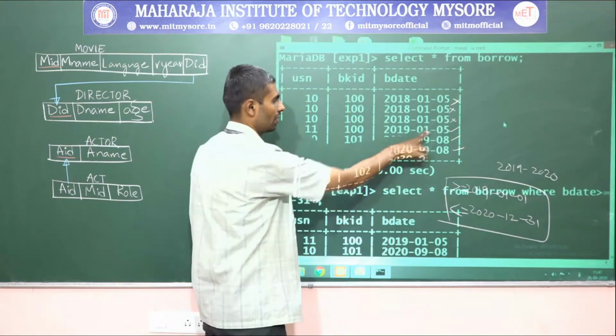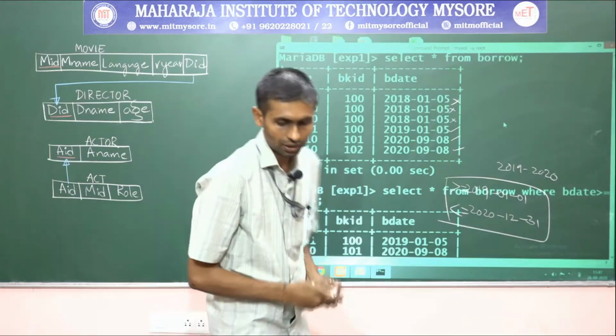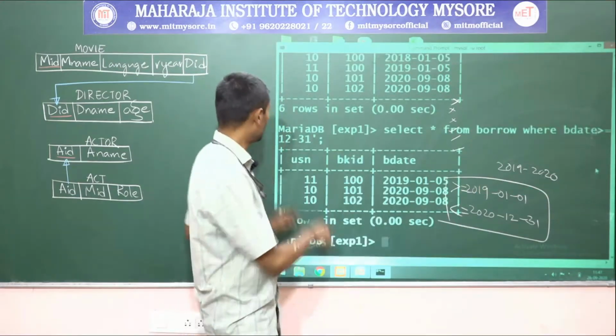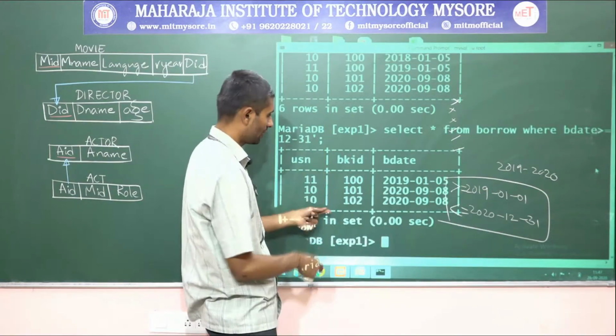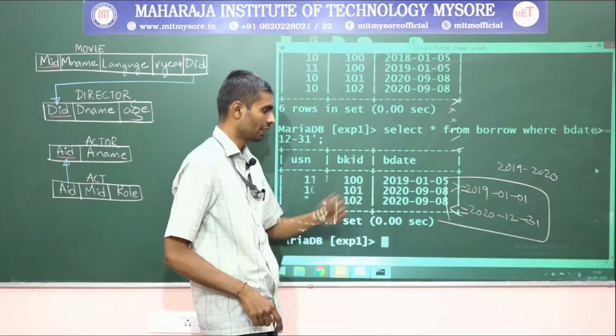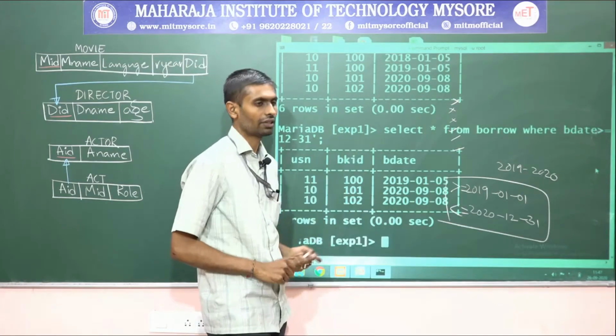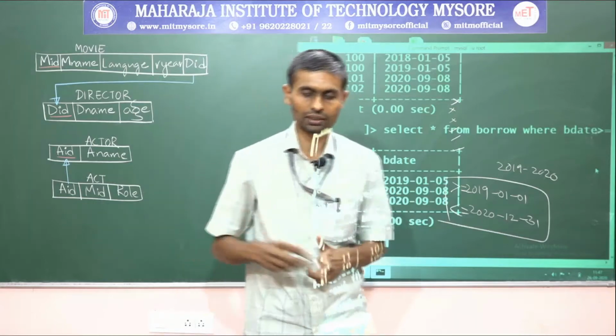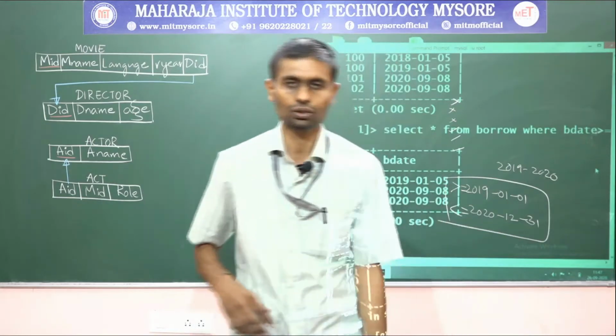2019, 2020, right? And different dates and months. This is okay. So 11, 10, the same answers we are getting, right? 11, 10, same answer we are getting. That's it. This is one way, with the help of greater than or equal to and less than or equal to, with that also we can compare the two dates.